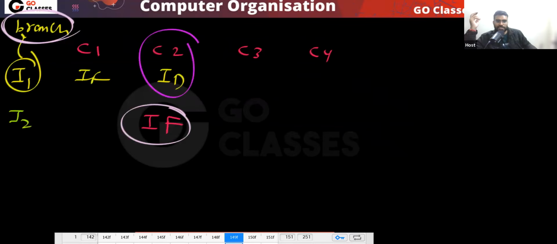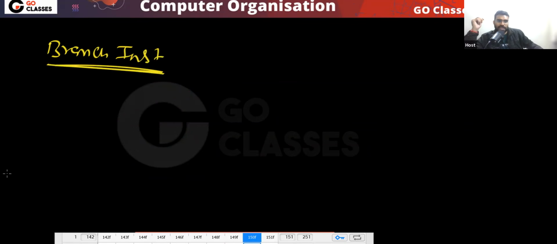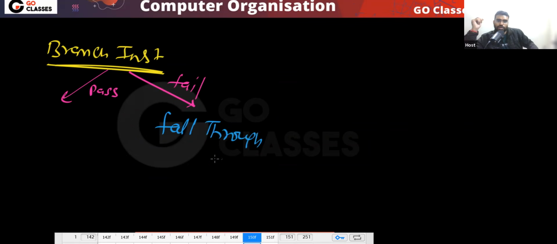Now, what is this delayed branch saying? Let me tell you the delayed branch concept. So this is your branch instruction. If this condition passes, where will it go? And if this condition fails, where will it go? If this fails, it will go to the fall through path. Correct? Do you agree? This is some conditional branch instruction.